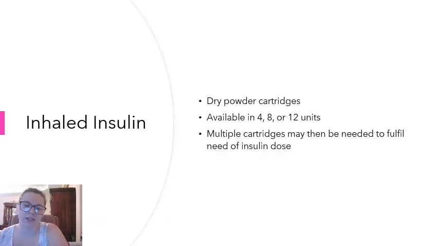All right, there is the ability to administer inhaled insulin, like through an inhaler. They're dry powder cartridges, available in 4, 8, and 12 unit cartridges. They may need multiple cartridges in order to fulfill their insulin dose. So this is another education piece. If they need 16 units of insulin, they don't just do the one cartridge. They need to pay attention to which cartridge they're using, which ones they have, and how many cartridges they will need to be using, to make sure that they get the full 16 units of insulin that they're supposed to be getting.